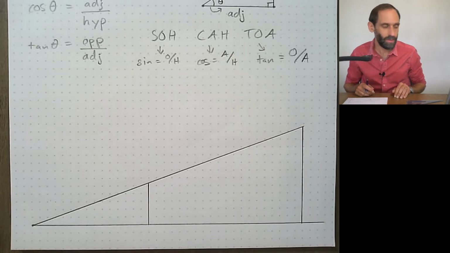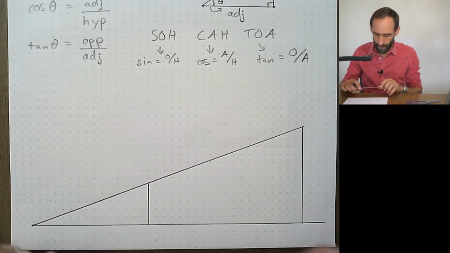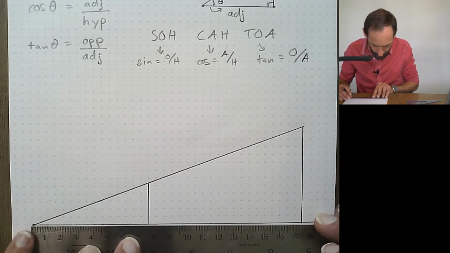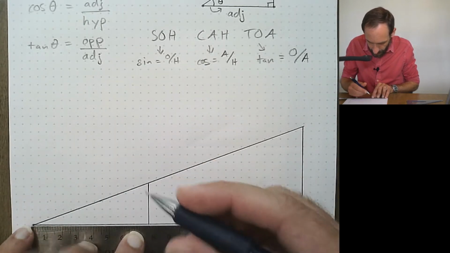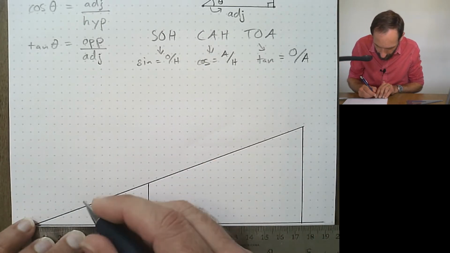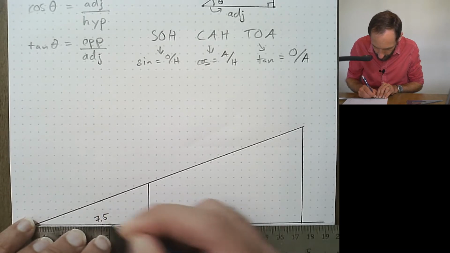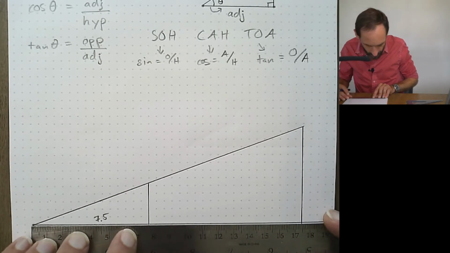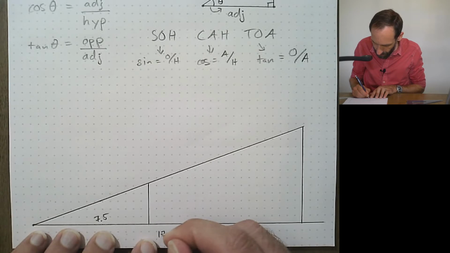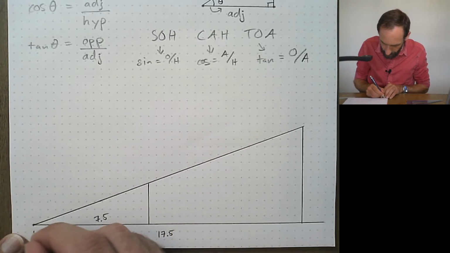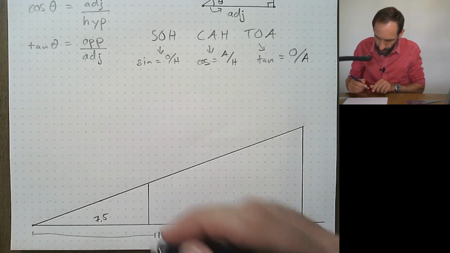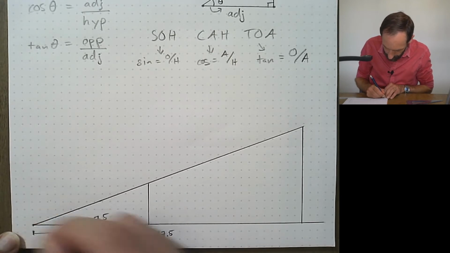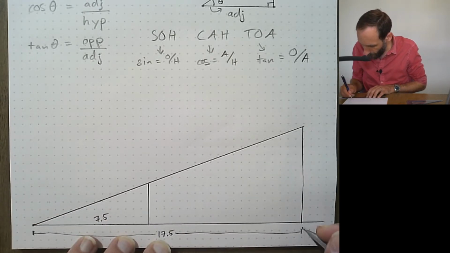Now it's time to do some measuring. So let's get out our ruler. I'm going to need to measure these lengths. First of all, this length along the bottom of the smaller triangle looks like 7.5. This is all going to be in centimeters. And the length along the bottom of the big triangle turns out to be 17.5. So I'll put it down here. 17.5 is this length right here up to there.